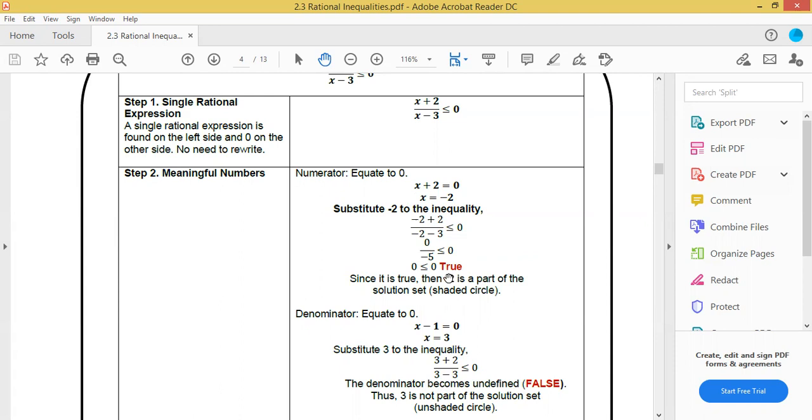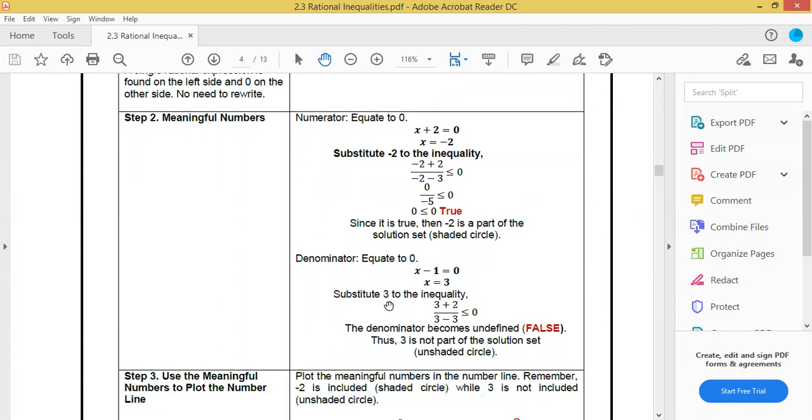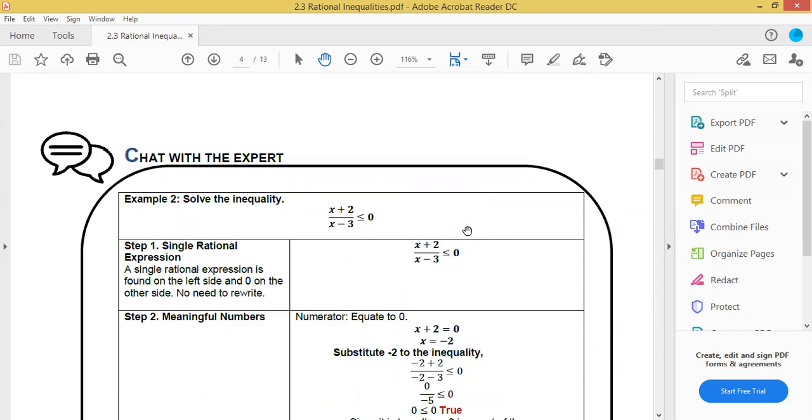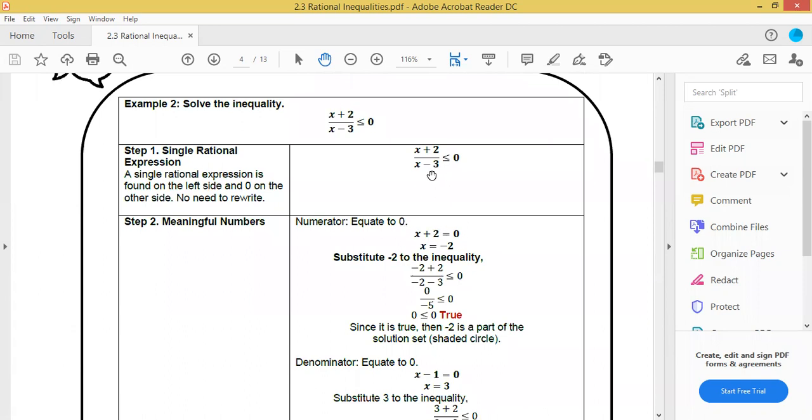Since it is true, we need to shade -2 in the solution set, or we represent it using a shaded circle. For the denominator, we equate this to 0. I'm sorry, that's not x - 1. That should be x - 3. Let me correct that. It's x - 3 here, equals 0. So x is equal to 3.